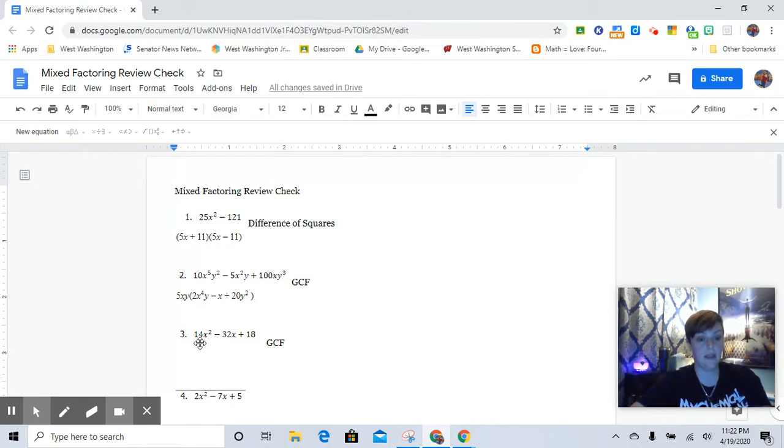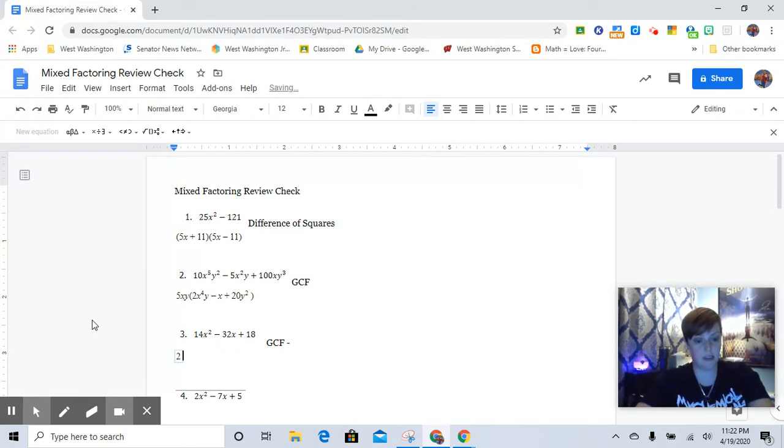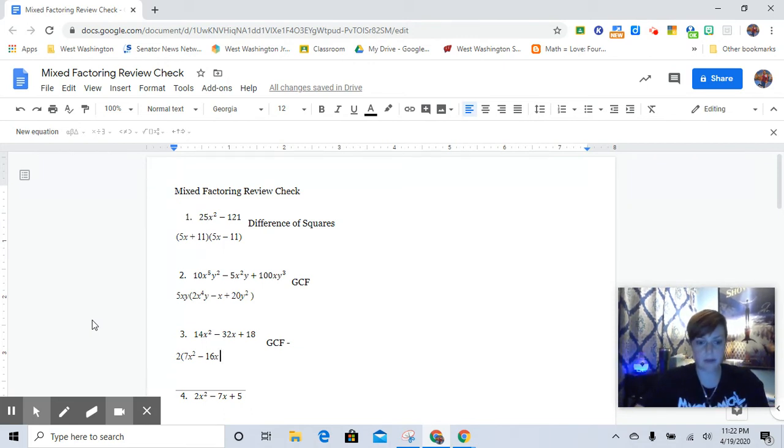Okay. And then from there, it looks like it's in trinomial form. So let's pause on that, and then we'll come back and see what kind of trinomial we're going to have to work with here. So 14 divided by 2, because we said that 2 is the GCF here, is going to be 7, and then x squared, minus the 32 divided by 2 is 16. Don't forget the x. And then plus 18 divided by 2 is 9.